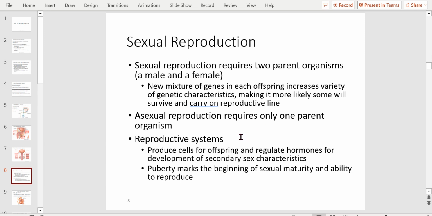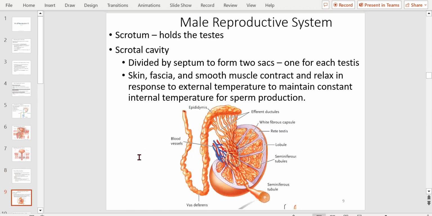Reproductive systems produce cells for offspring and regulate hormones for development of secondary sex characteristics. Puberty marks the beginning of sexual maturity and the ability to reproduce.